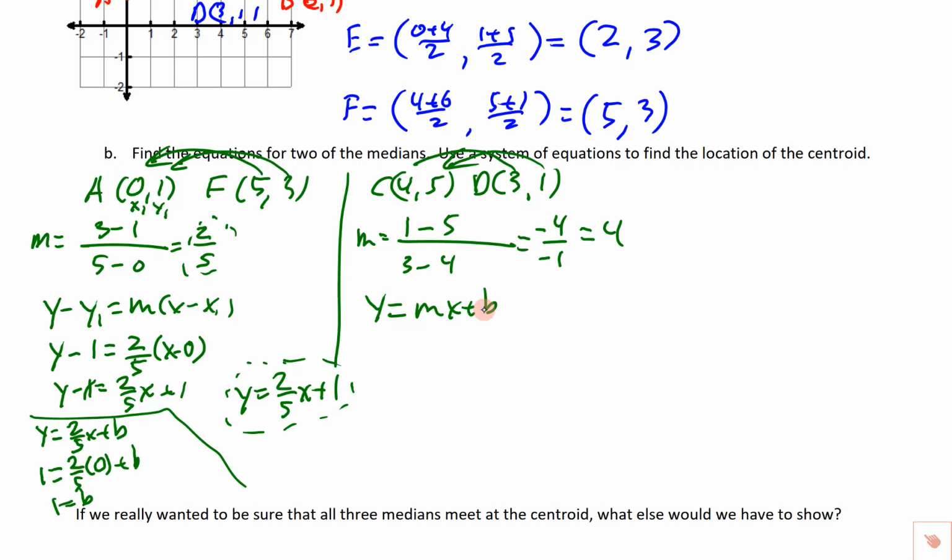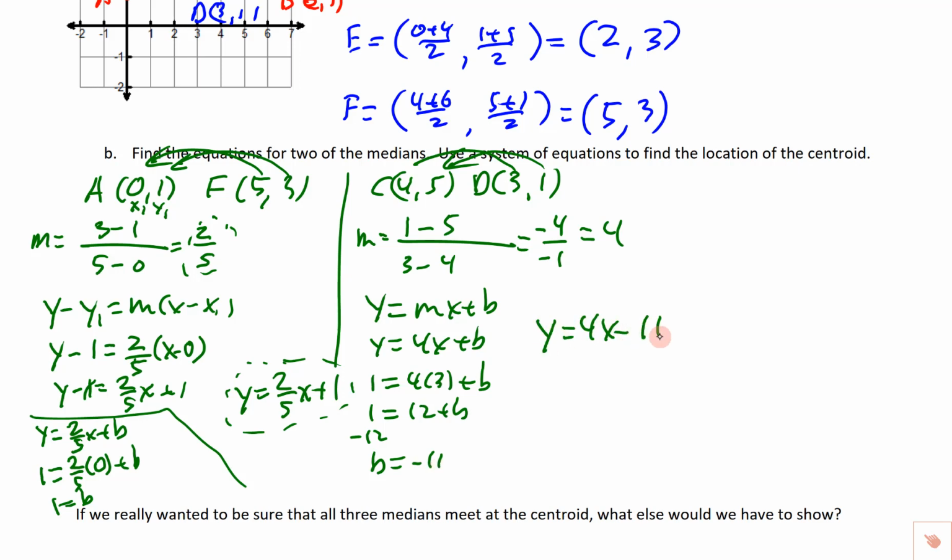I'll do this one using slope-intercept form. So I'm going to write down y equals 4x plus b. And then Jack, should we use C or should we use D for this one? D. How come? Because there's a 1. Smaller numbers, easier to work with. So this is going to be 1 equals 4 times 3 plus b, so 1 equals 12 plus b. Move this over to the other side, so we subtract 12. We get b equals negative 11. So here's the equation: y equals 4x minus 11.